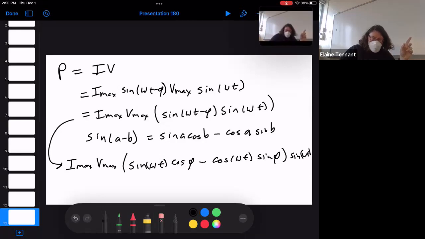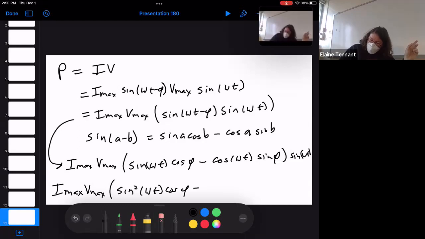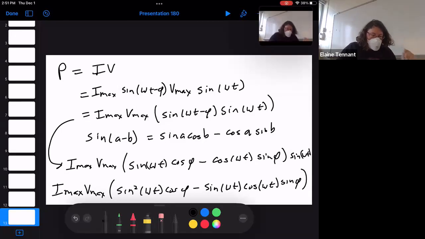Let's multiply through my sine omega t. I promise you this is leading somewhere. So I have a sine squared omega t cosine of phi minus, I'm going to have a sine, a cosine, and then another sine, a sine, a cosine, and then that sine phi.